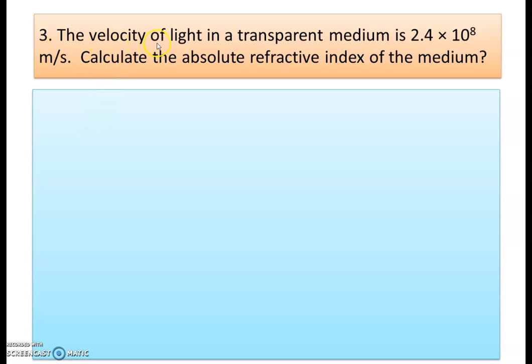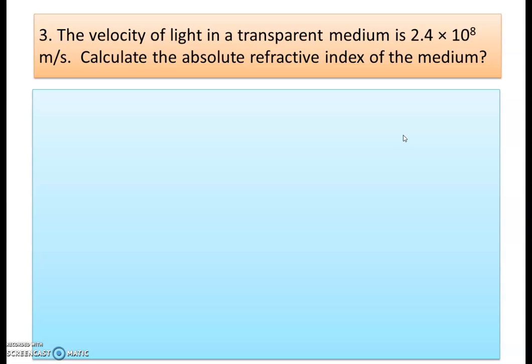The velocity of light in a transparent medium is 2.4 into 10 raised to the power 8 meter per second. Calculate the absolute refractive index of the medium. In this problem, we have to find out the absolute refractive index of the medium. Only the velocity of light in the transparent medium is given, while the velocity of light in the other medium is not given.